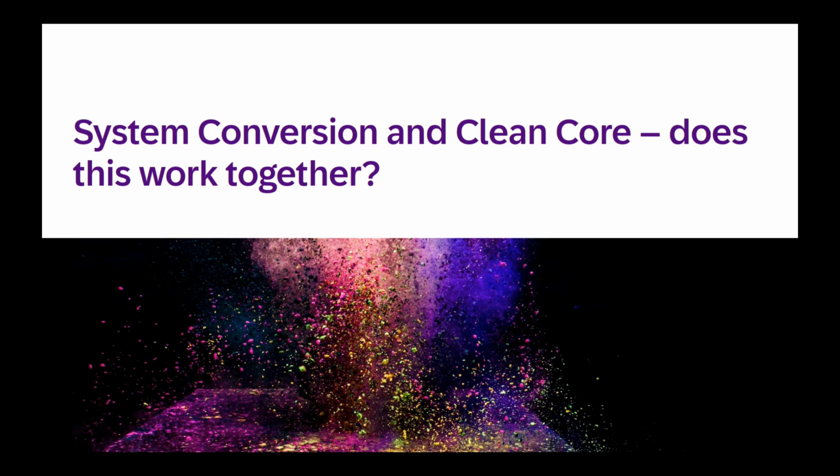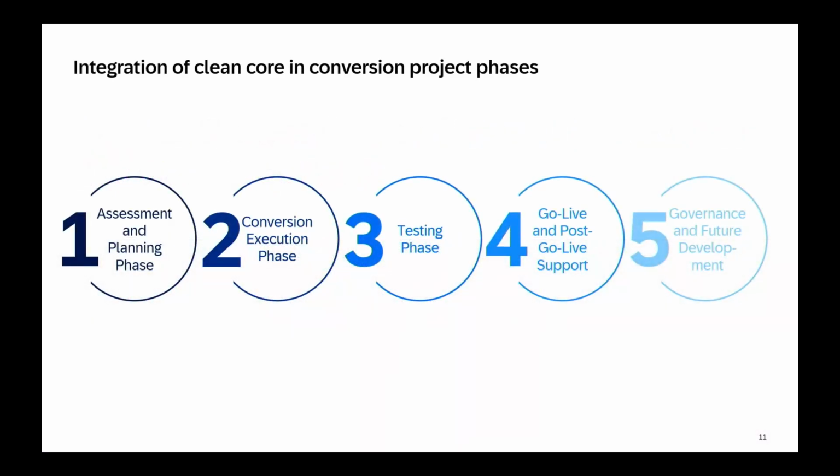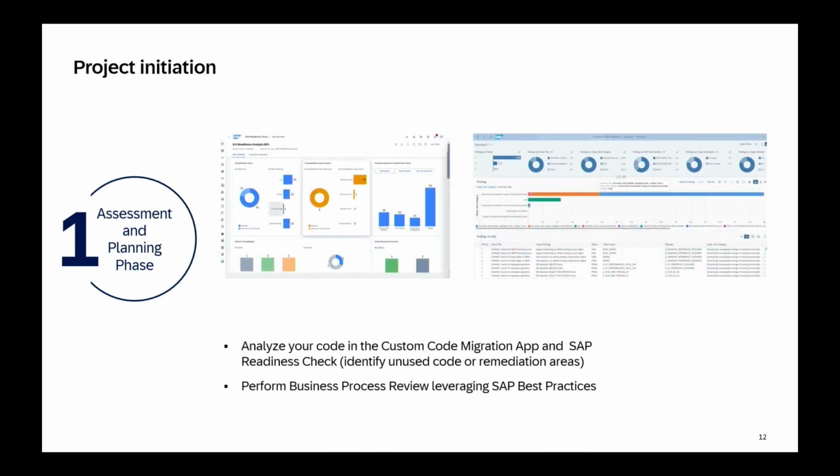So you're not talking there about process adjustments, you're not talking there about code adjustments. The only goal is more or less to have a one-to-one step over to S4. And that's the question whether clean core really makes sense in such projects. And from my perspective, that's the case in these various phases, starting from the assessment and planning phase up to the go live, and then the governance after the go live. And why does it make sense?